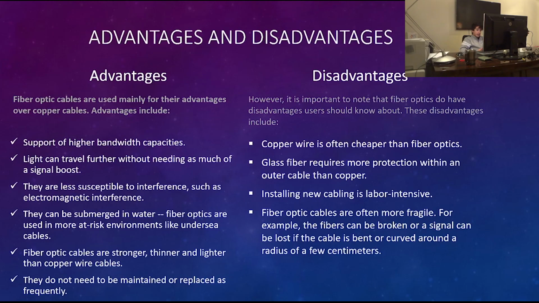Okay, so now I'll be talking about its advantages and disadvantages. Fiber optic cables are used mainly for their advantages over copper cables. Advantages include support of higher bandwidth capacities. Light can travel further without needing as much of a signal boost. They are less susceptible to interference such as electromagnetic interference.